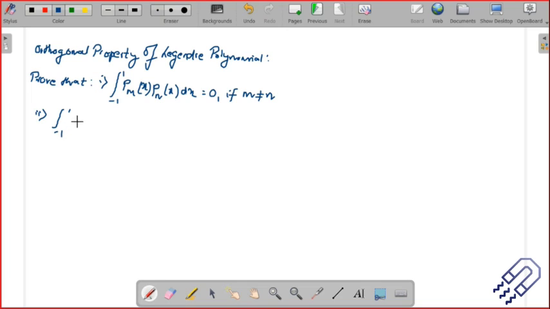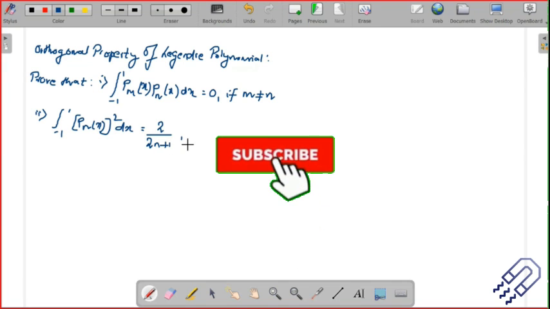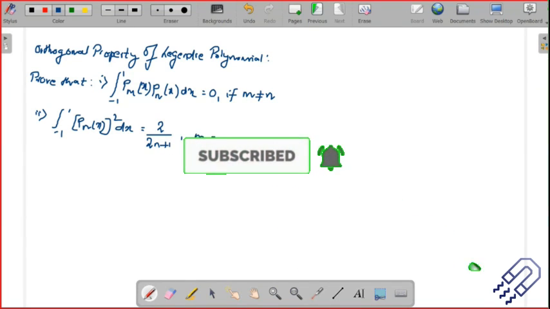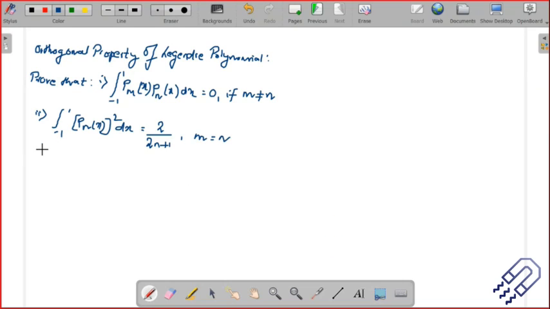One more part to this question is if m is equal to n. So that means Pm and Pn will be equal, so it will be the integral of Pn(x) whole square dx, and this will be equal to 2 divided by 2n plus 1. So this is if m is equal to n.